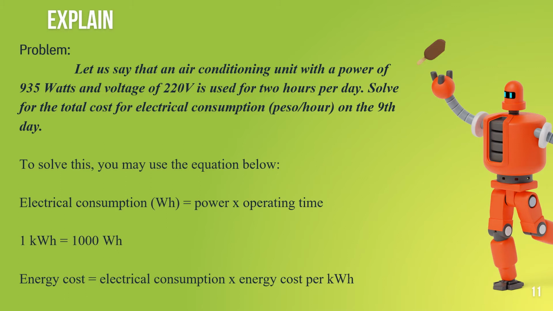First one, to get the electrical consumption, which will be in watt per hour or watt hour. Electrical consumption is equal to power or the wattage times operating time. The next one will be a unit equality to convert kilowatt hour to watt hour. 1 kilowatt hour is equivalent to 1000 watt hours. Energy cost is equal to electrical consumption multiplied by energy cost per kilowatt hour.